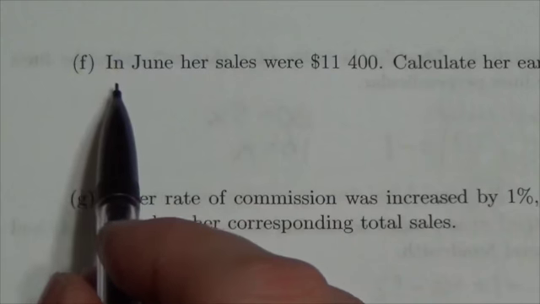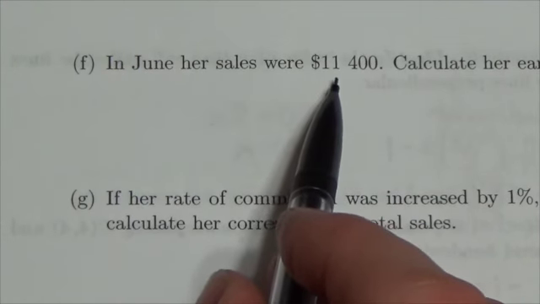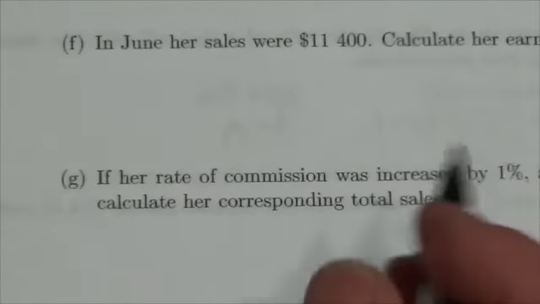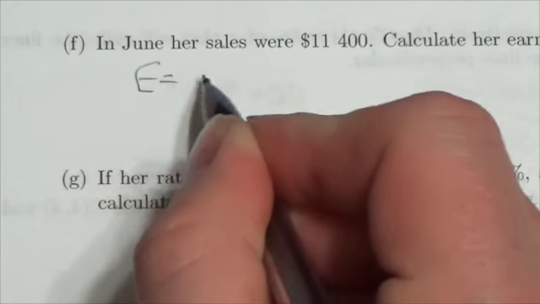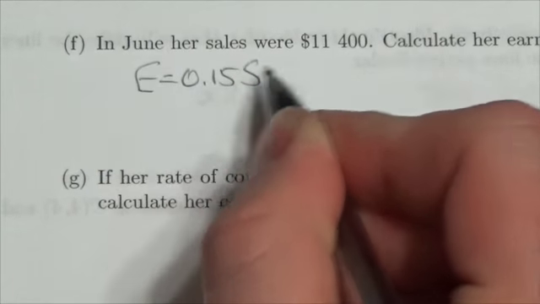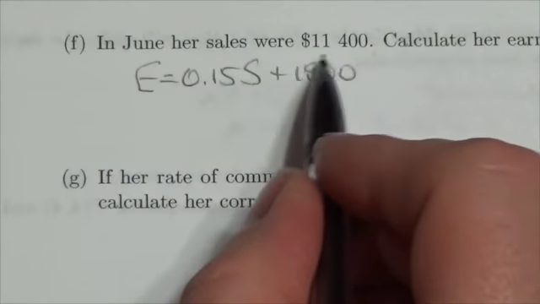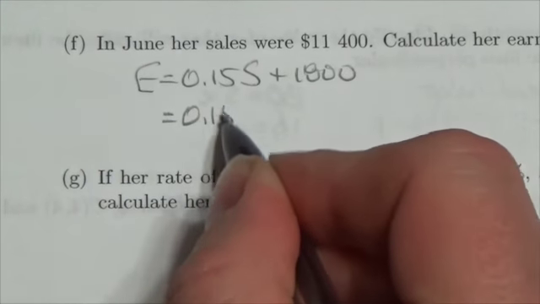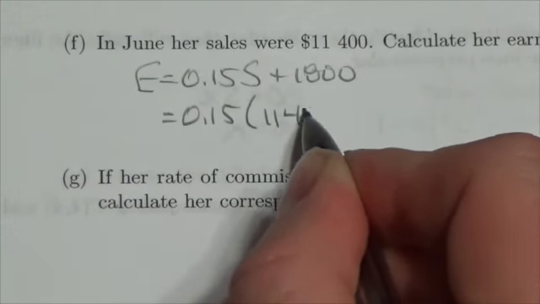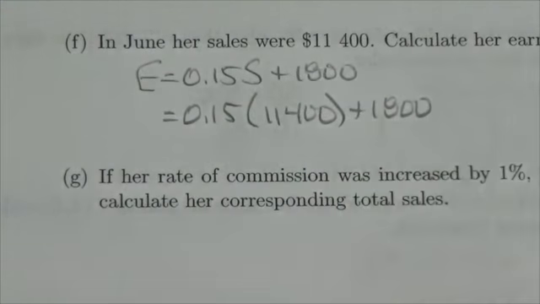All right, and in this next question, it says in June her sales were $11,400. Calculate her total earnings. Well, we have the equation from the previous question. So earnings was 0.15 times sales plus 1,800. This is just a matter of plugging in 11,400 into sales. So 0.15 times 11,400 plus 1,800. This is really just calculator work.